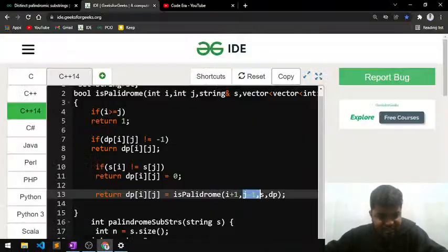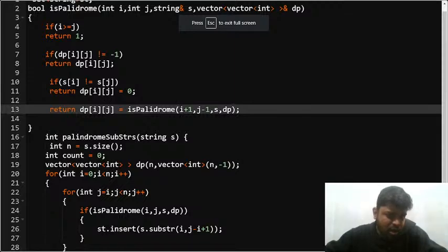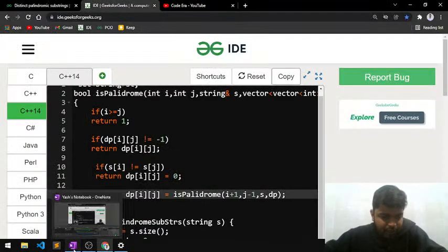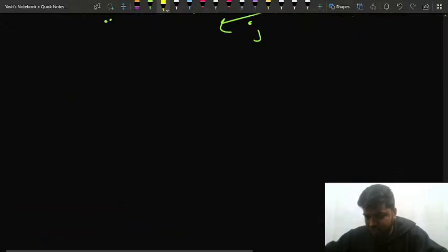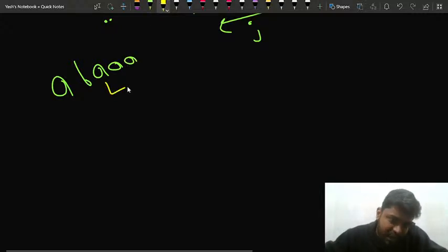So that's the thing about this particular problem. Basically you are passing the palindrome function for i plus 1 and j minus 1, so that you can check whether it's a palindrome or not. Now you will say that okay, that is fine. But what about this particular test case, a b a a a? Here you have two substrings which are a, right? This substring and this substring, right?